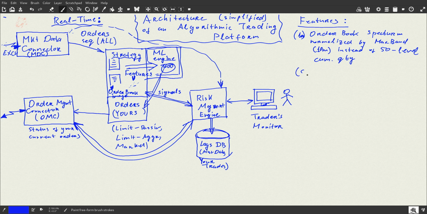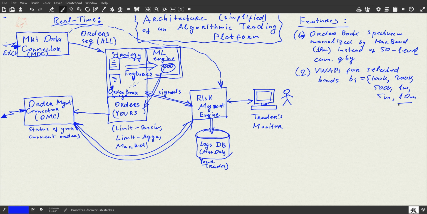The second is the inverse of the spectrum, which is precisely VWAPs for selected bands, BI. So, for example, we decided that it could be 100K, 200K, 500K, 1M, 5M, and maybe even 10M. So I would say 10M is the highest band. So in this case, there are six bands altogether. So 1, 2, 6.